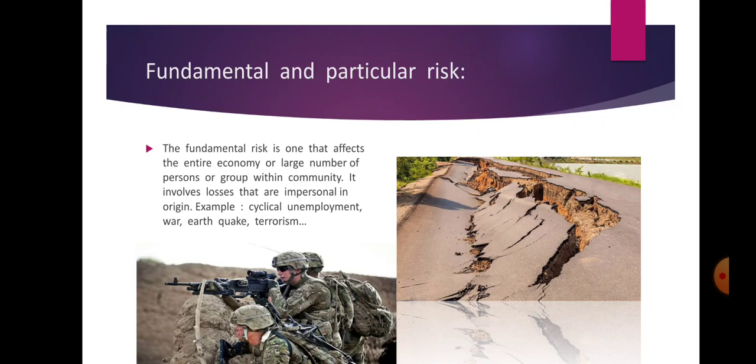Examples here: earthquakes, terrorism, unemployment, war. So war affects a country as a whole or a particular region. It can also affect a community, and it is also affecting a group of people. Terrorism is also a fundamental risk which affects the whole country. Earthquake is a loss or a risk that can affect the whole world also. So that is called fundamental risk, which is not in our control.